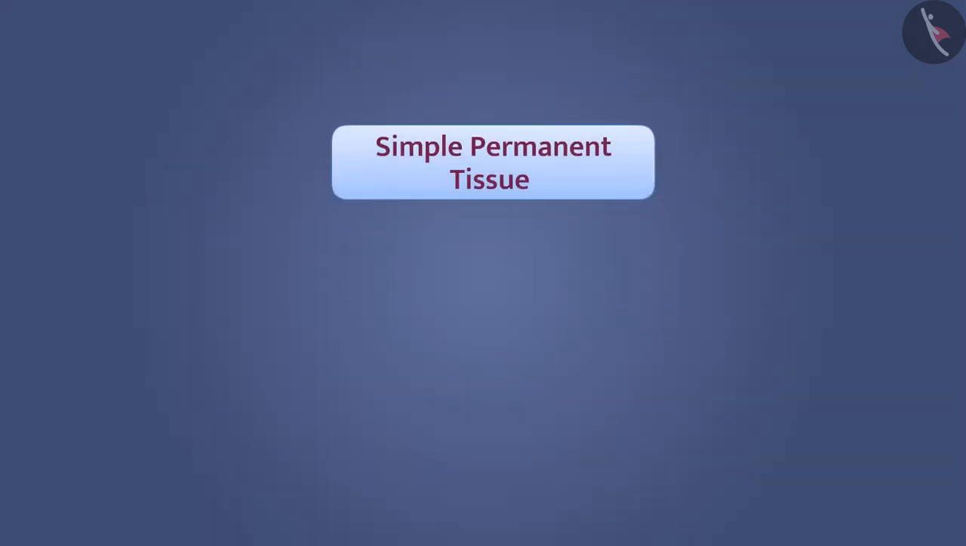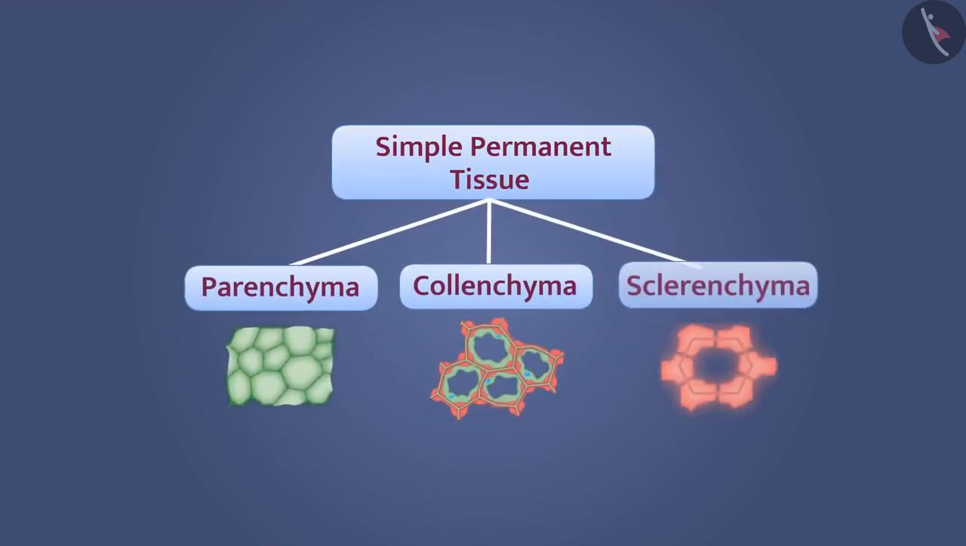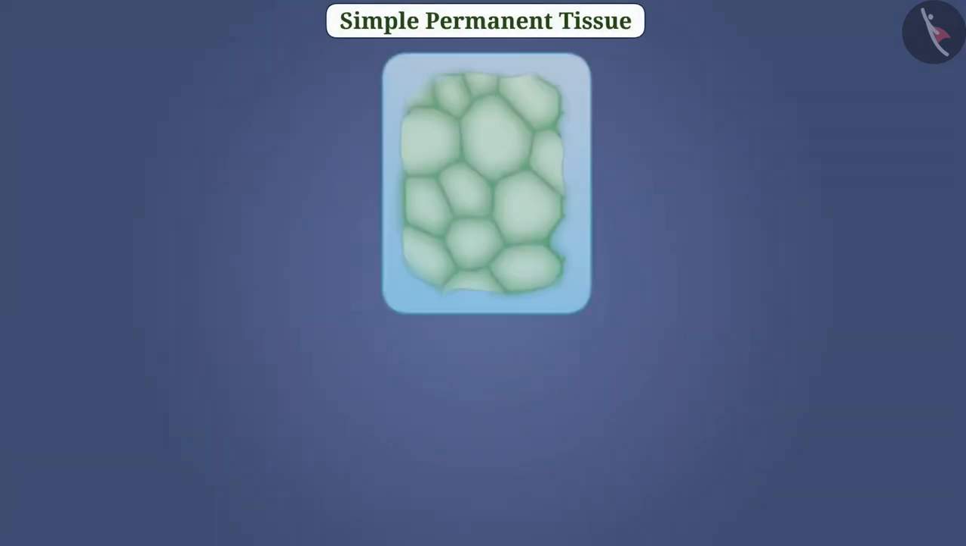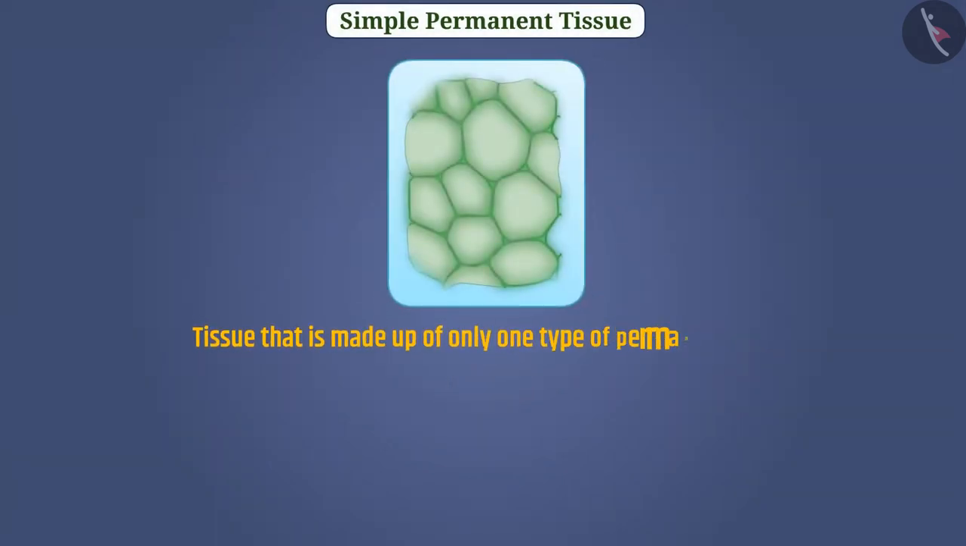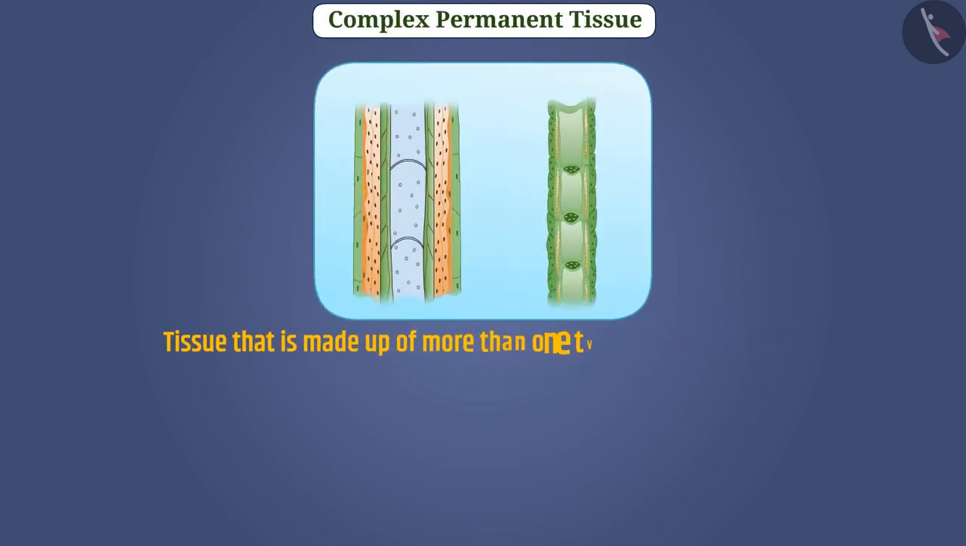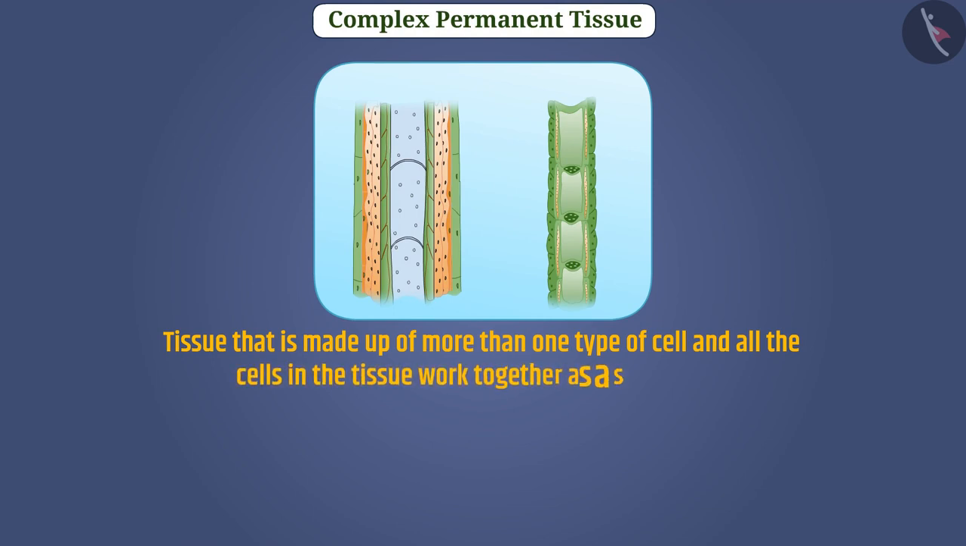In the previous video, we discussed simple permanent tissues and their types. So, let's know about complex permanent tissue in detail. Tissue that is made up of only one type of permanent cells that perform the same function is called simple permanent tissue. In contrast, the tissue that is made up of more than one type of cells, and all the cells in the tissue work together as a single unit, is called complex permanent tissue.